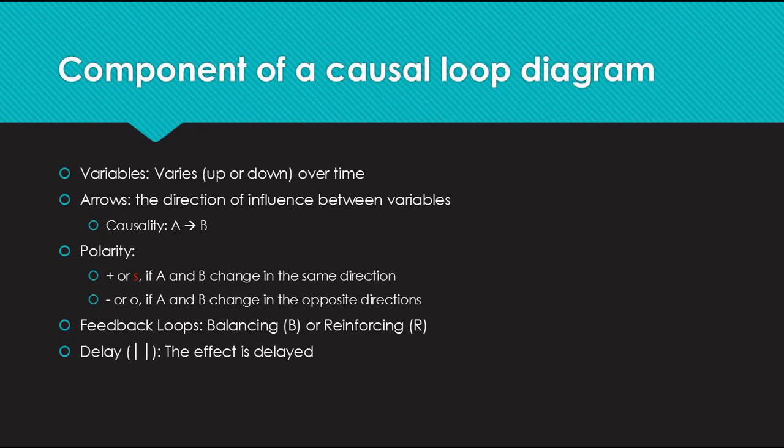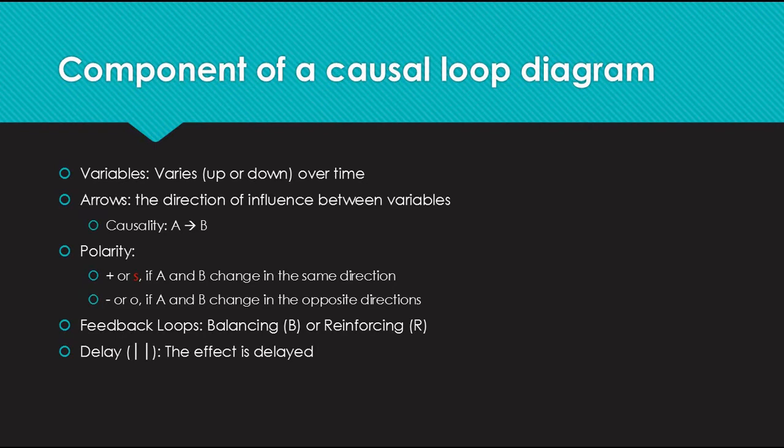A causal loop diagram also has polarity. It could be either positive or negative. A positive sign, or a plus sign or an S sign, indicates that A and B change in the same direction. So if we have an arrow between A and B and we put a positive sign below it, it means that if A increases, B also increases. We could go back to the example of the money in the bank. If you increase your deposits, then the money in the bank also increases. So in this example, the polarity is positive, or a plus sign.